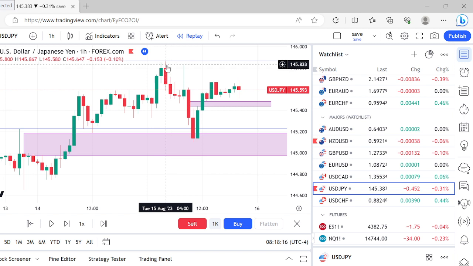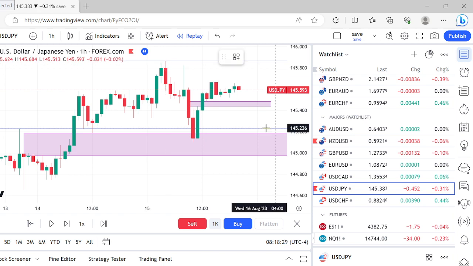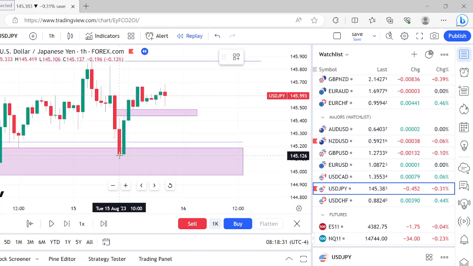Now, what do we want to see next? Well, now we want to see a pullback into a discount marketplace. That's next. How do we know when it's pulled back into a discount? Well, what you do is you draw your Fibonacci from the low of the impulse move to the high of the impulse move, meaning just that shift.